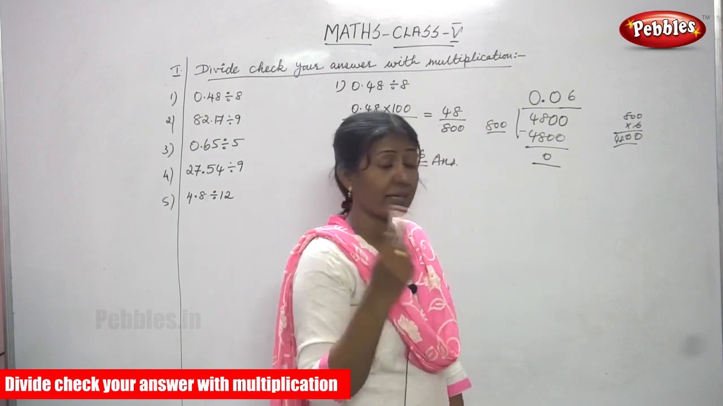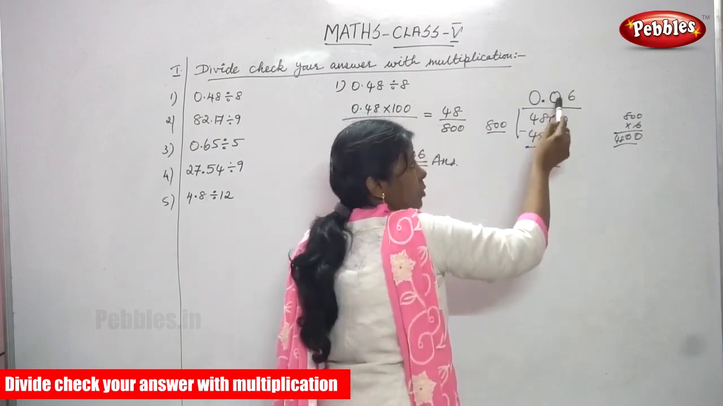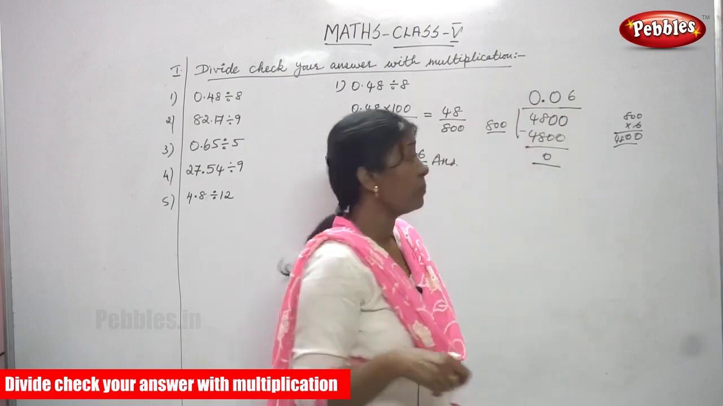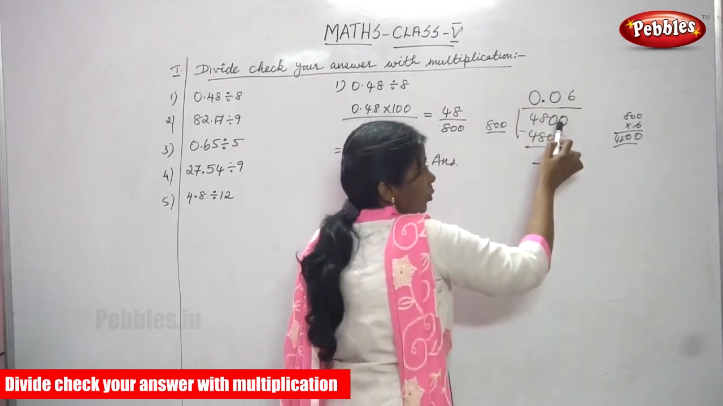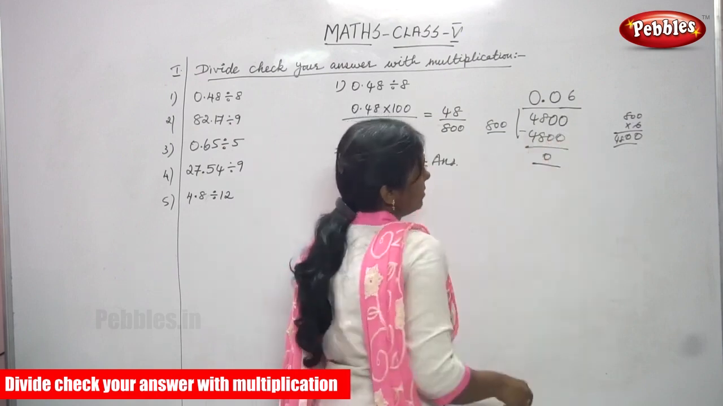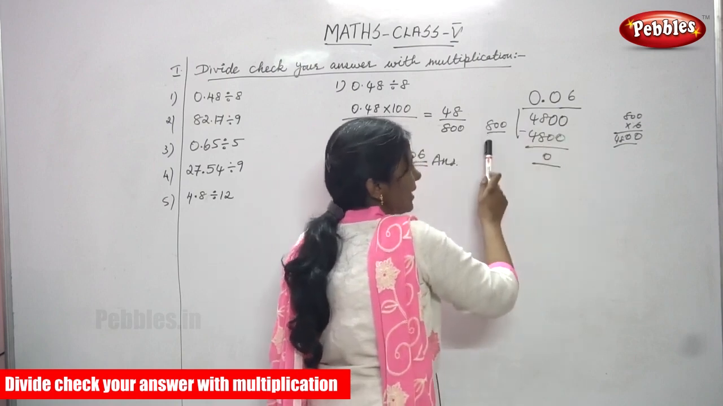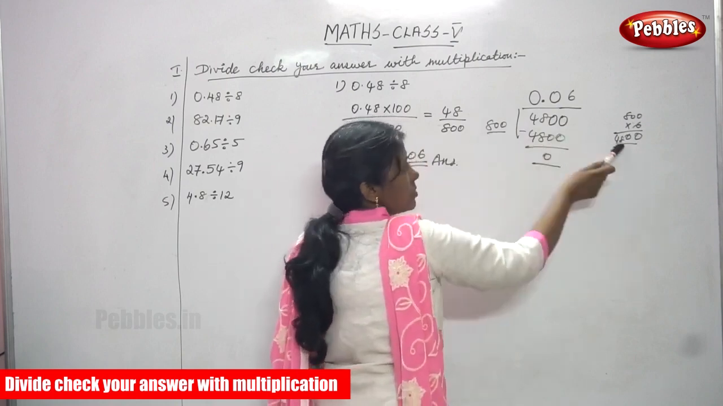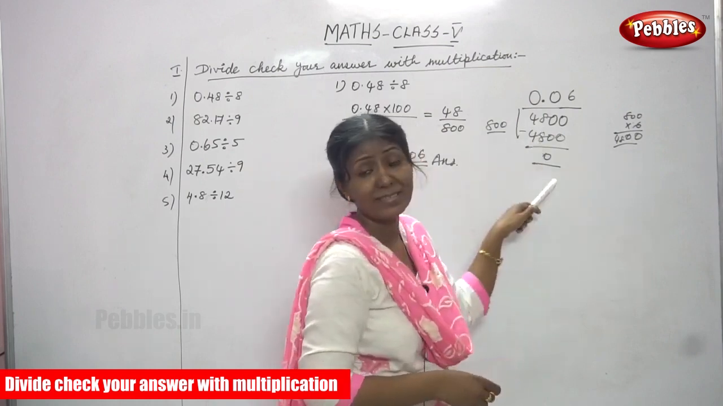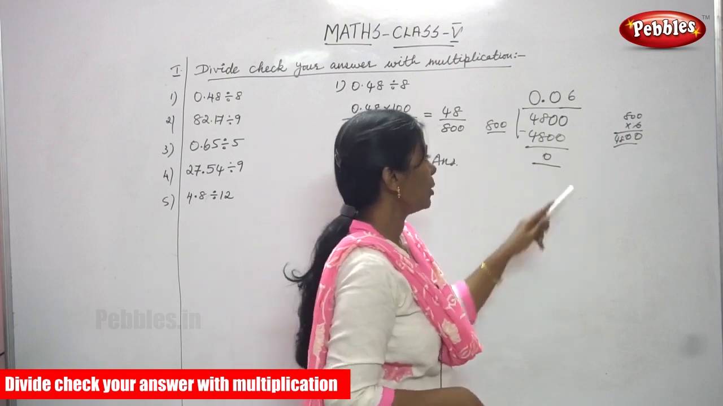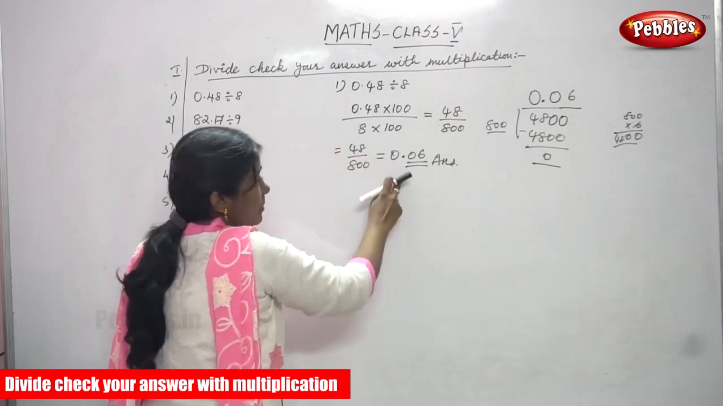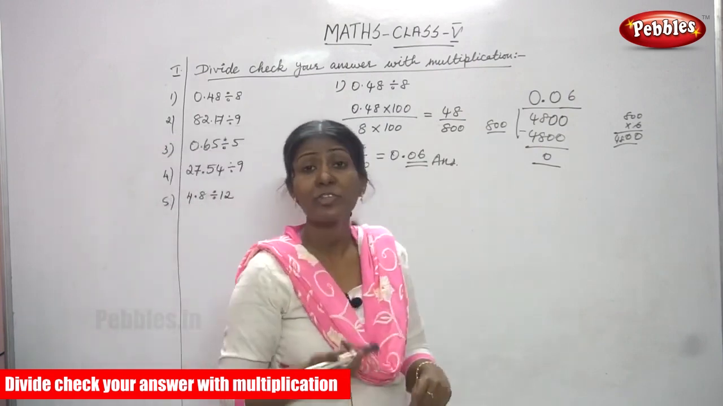So what are you going to do? Again you have to write 0 on the top, that is the quotient place. Again you have to add 0 in the dividend place. So now it becomes 4800. 4800 is divided by 800. 800 into 6 you can get 4800. So 4800 minus 4800 you get 0. This is the quotient value, and this is the remainder. They already told you the answer, but whether the answer is correct or not, you have to check the answer.